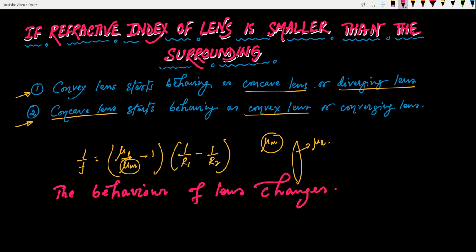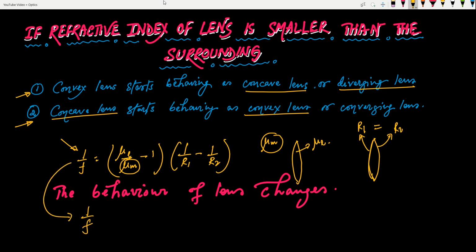Now, how can you prove this? From the Lensmakers formula, look into this formula and things will be clear. Let us consider that this is a biconvex lens, such that R1 and R2 are equal. So R1 equal to R2. Now let's analyze this formula.